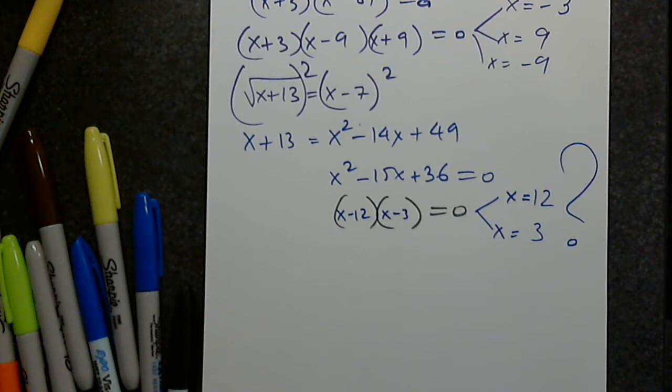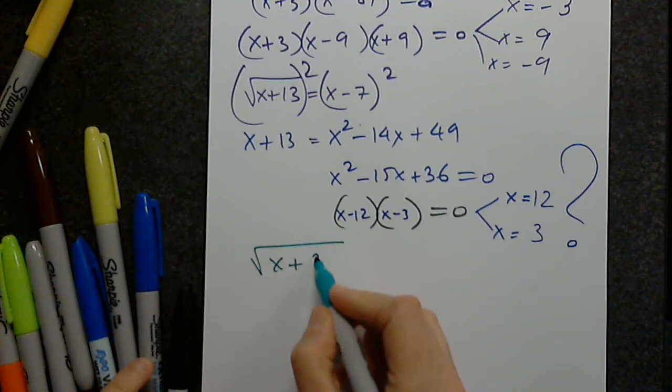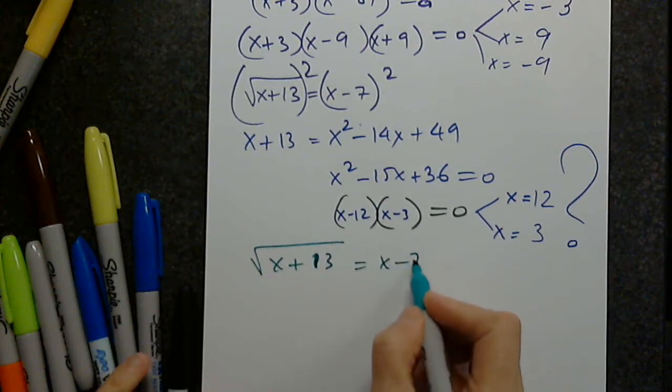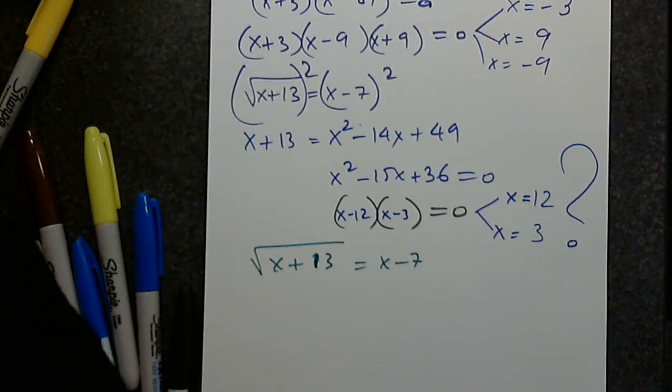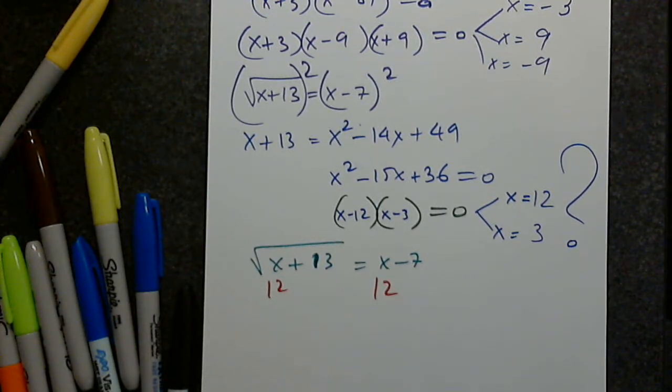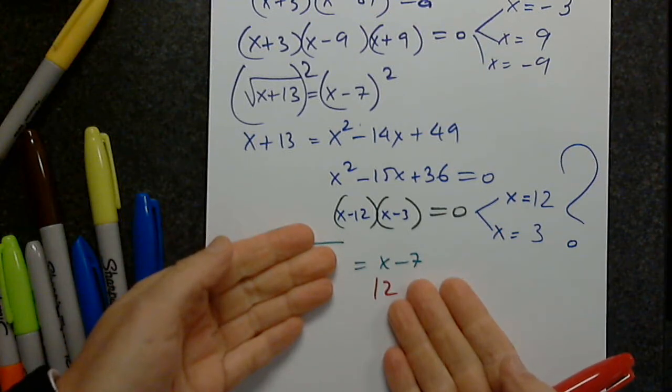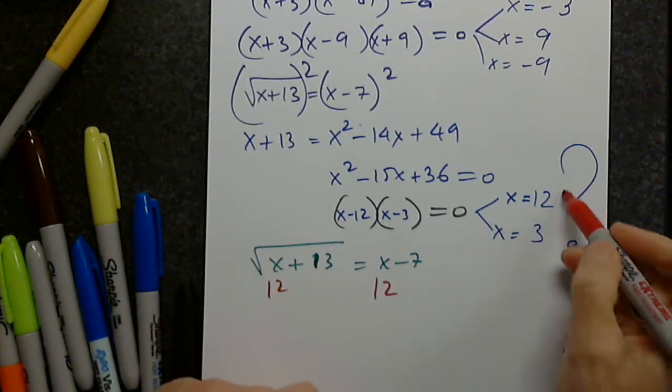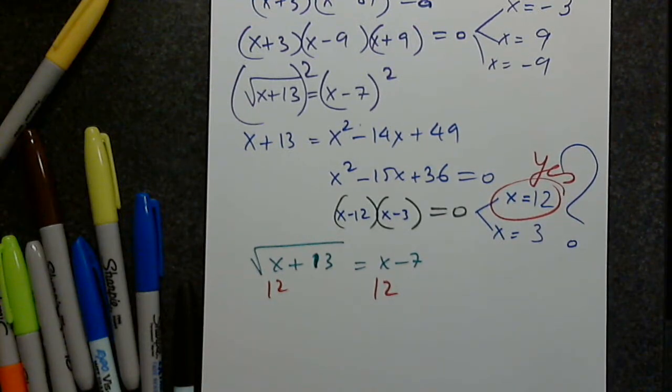This is a dangerous situation. We squared both sides. They may or may not work. We don't know. So I have to go back to the original problem, and this is the original problem. I will plug in 12. 12 plus 13, 25. Good. Square root of 25 is 5. So the left-hand side is 5. The right-hand side is? Good. I will say yes.